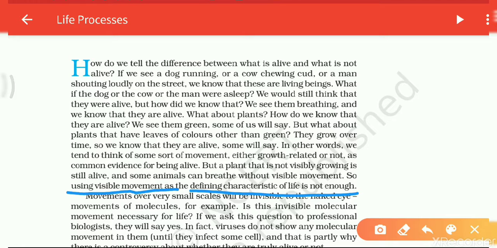Here the plant can show each and everything. It grows also, it shows green color also, and it gives food also. Okay, then plants can only move parts of their body.